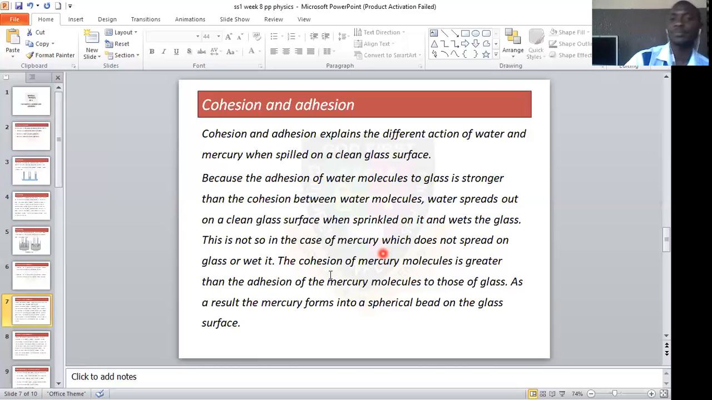Look at the notes. The cohesion of mercury is greater than the adhesion of mercury molecules to the glass. That is, the force of attraction between the molecules is stronger than the force of attraction between the molecules and the glass. As a result, mercury forms into a spherical bead on the glass surface and falls. That is why mercury doesn't wet glass. So we go to the next slide.